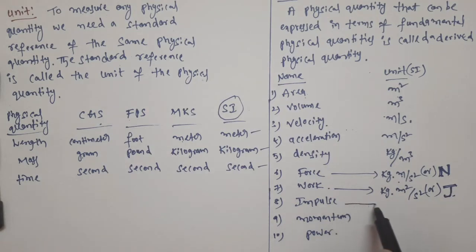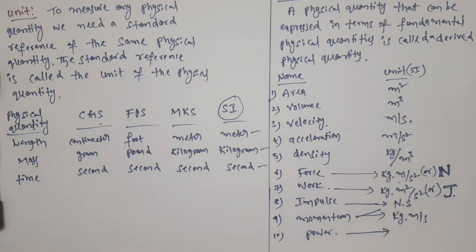And impulse. The product of force and time duration is defined as impulse. Here, Newton into second. You can write Newton into second. And momentum, the product of mass and velocity is defined as momentum. For mass, what is the unit we have? Kg. For velocity we have meter per second. So kg meter per second, this is the unit of momentum. And power, how do you define power?